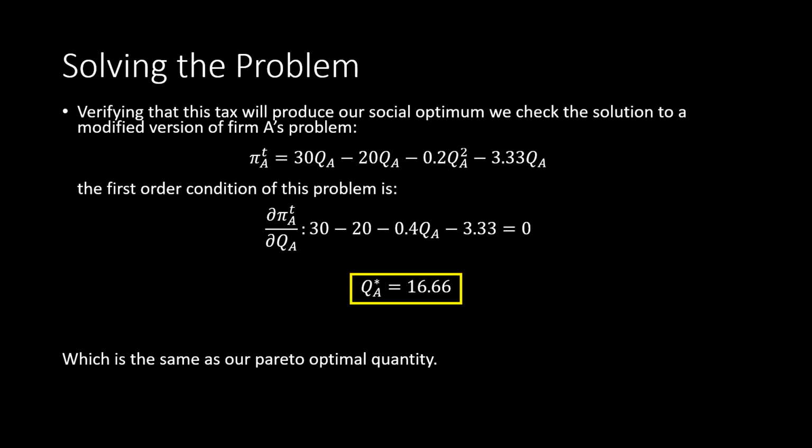Now, to verify that this tax will produce our social optimum, we modify firm A's profit function as follows, just shoving in that Pigovian tax term here. And what we're going to have here is that we're going to take our first order condition, and we are going to find that QA star is going to be 16.66 repeating. This is the same as our Pareto optimal quantity.